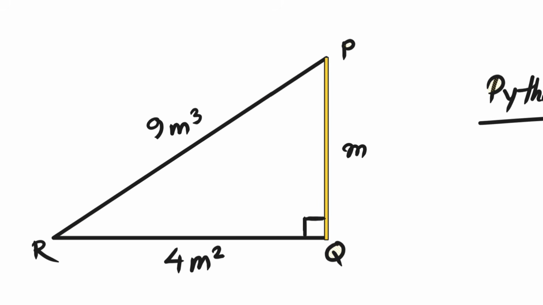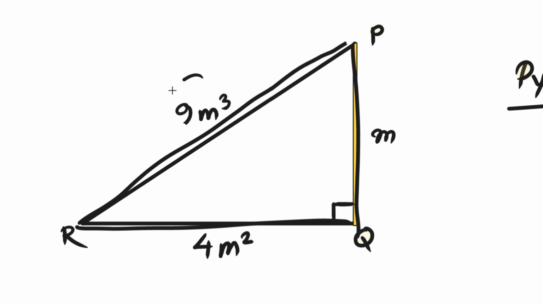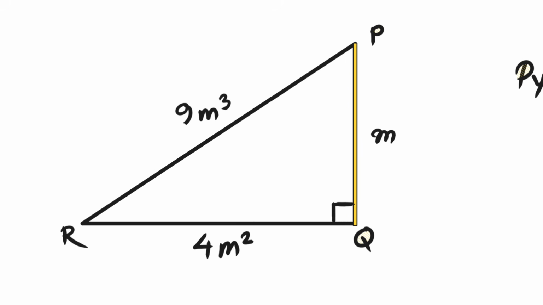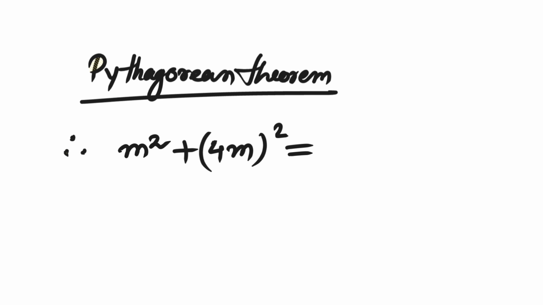In our triangle, the first leg is m, the second leg is 4m squared, and the hypotenuse is 9m cubed. So let's substitute all three expressions directly into the Pythagorean theorem. We get m squared plus the quantity 4m squared whole squared equals the quantity 9m cubed whole squared.